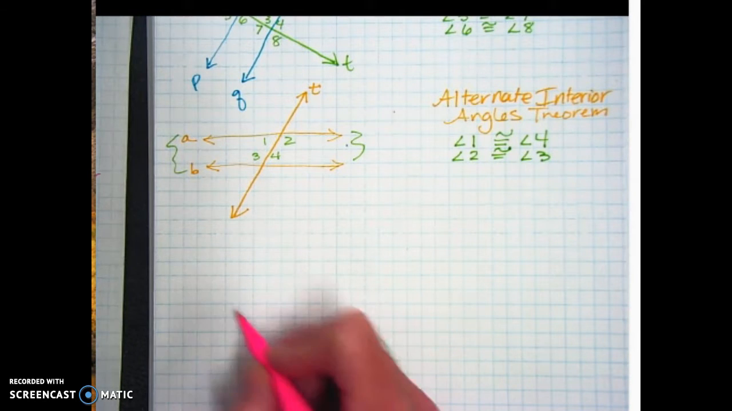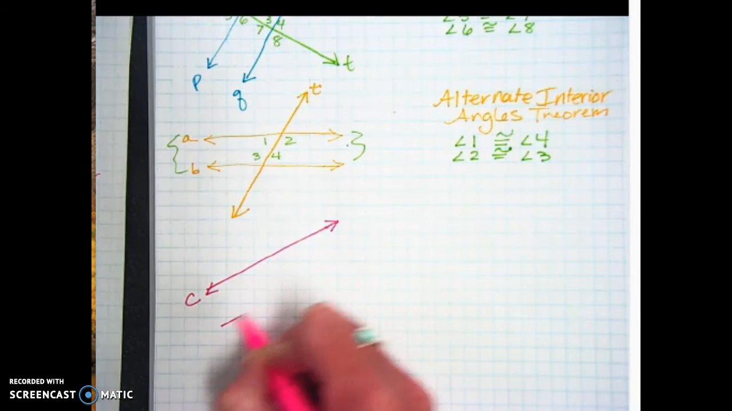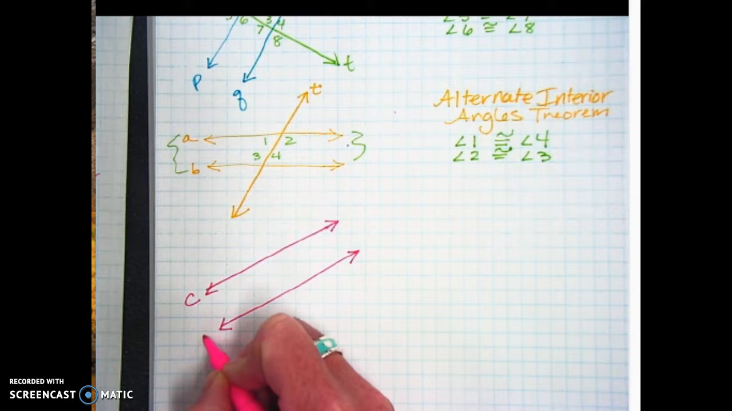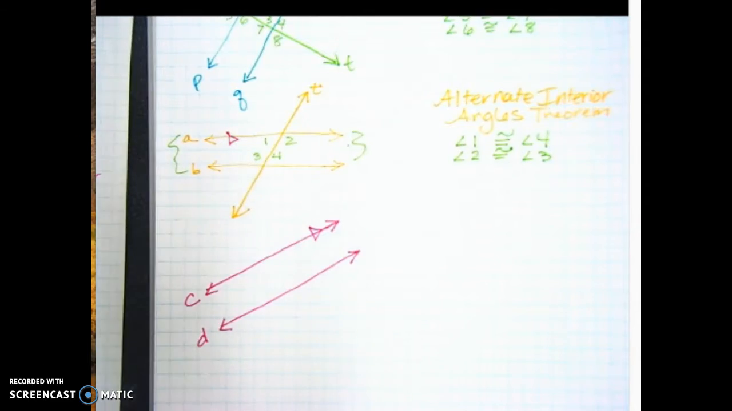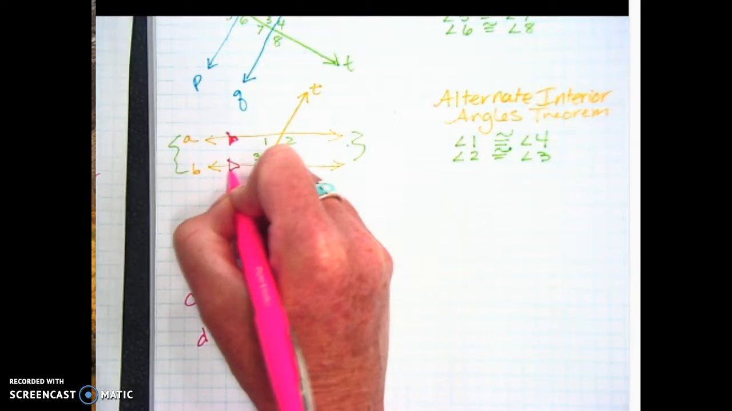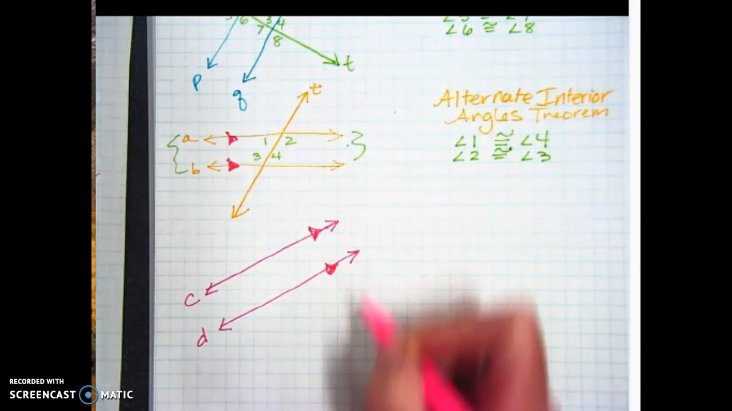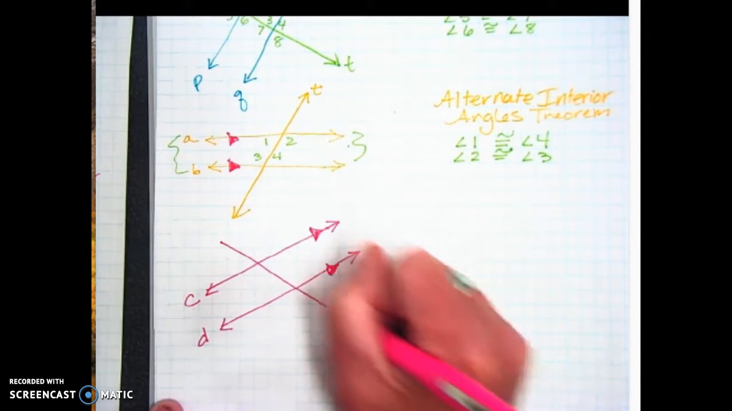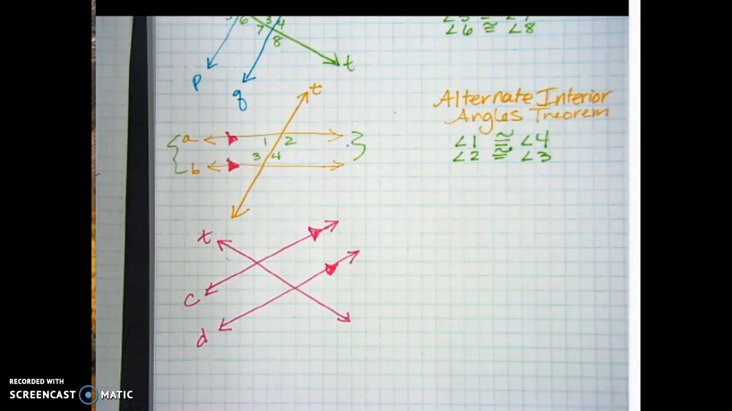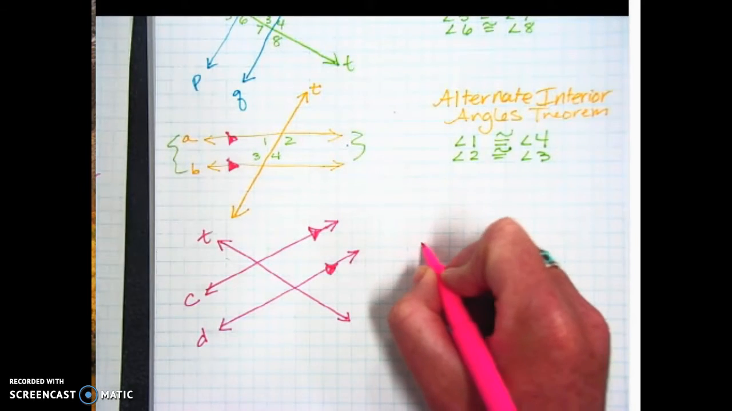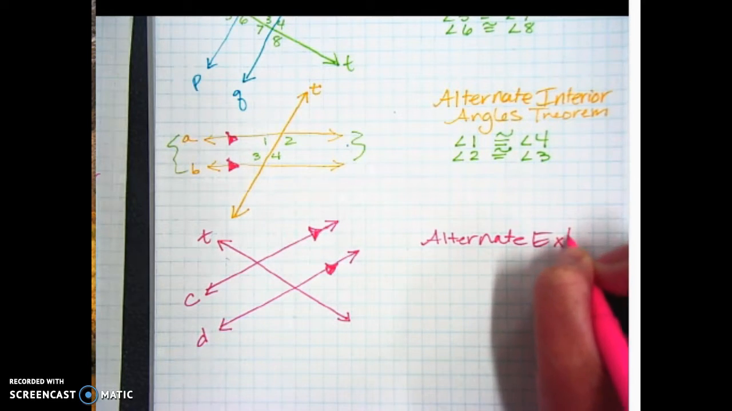Okay? Let's draw 2 more parallel lines. This is line C. And here's line D. We're going to put that little, oh, I forgot to put the caret on this one. Sorry, go back up to A and B and put the little caret on there. They are also parallel. C and D are parallel. They're cut by the transversal T. And the name of this theorem is the alternate exterior angles theorem.